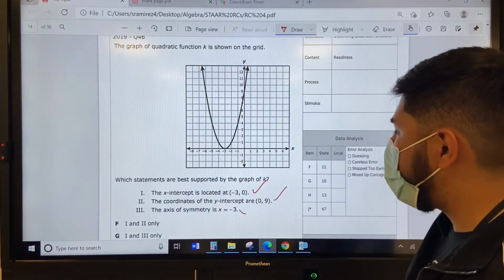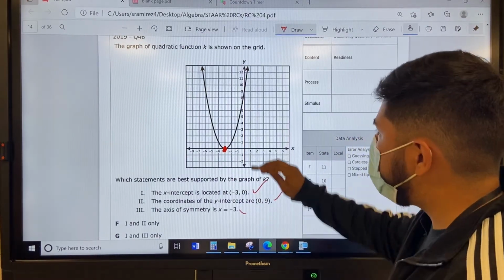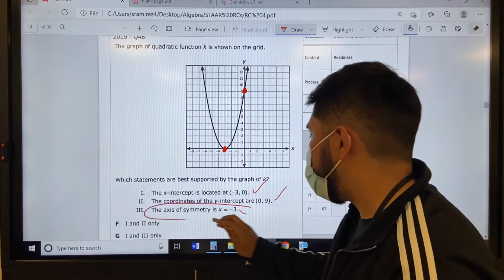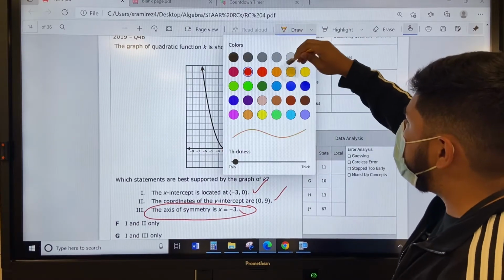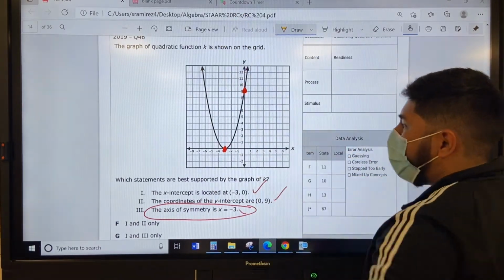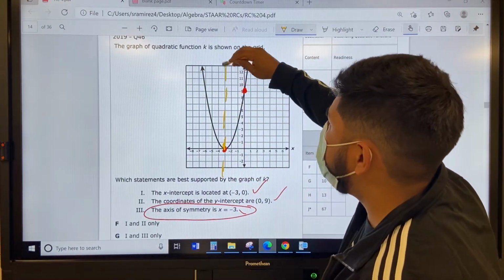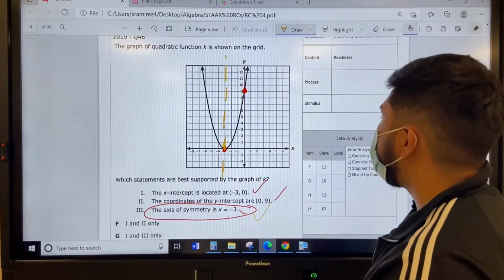They're all correct. -3, 0. Boom. 0, 9. Boom. Axis of symmetry. You don't know it? Research it real quick. Axis of symmetry is cutting this graph right down the middle. Crossing -3 at the x. That looks good.